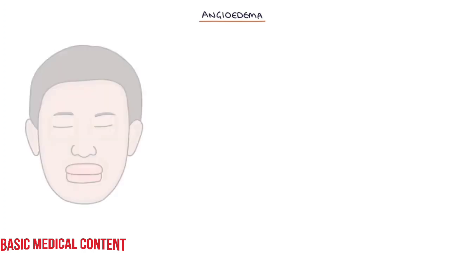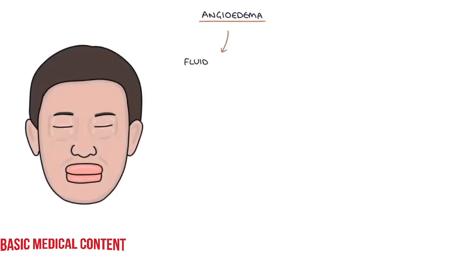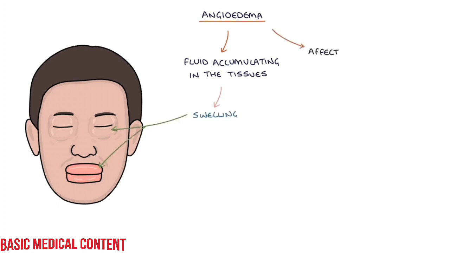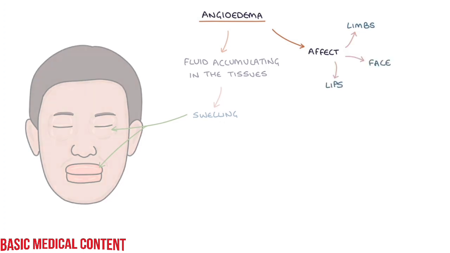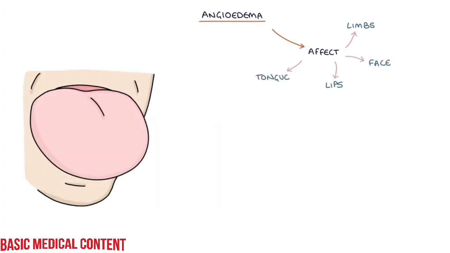Next, let's talk about angioedema. Angioedema refers to fluid accumulating in the tissues, which results in swelling. Angioedema can affect a number of areas, such as the limbs, the face, and the lips. It can also affect the tongue, which causes the tongue to swell up.